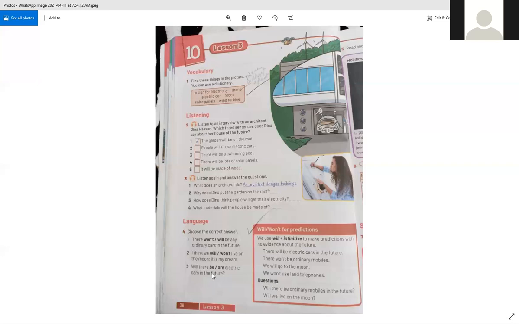Now, let's look at this exercise. There won't or there will be any ordinary cars in the future.